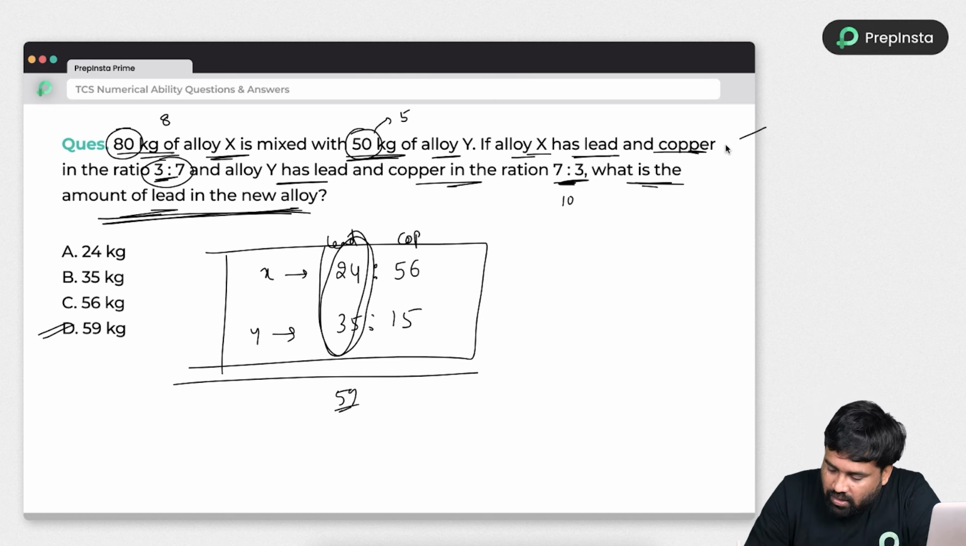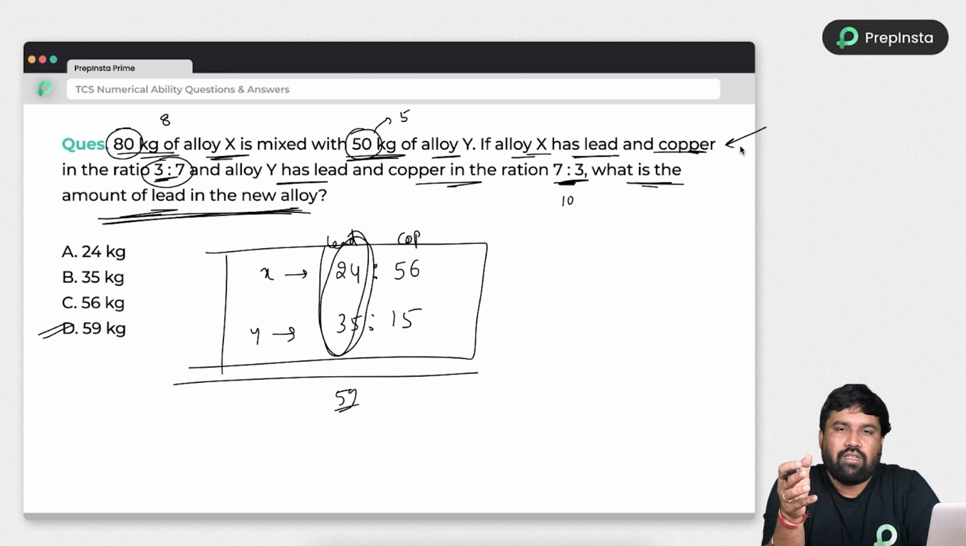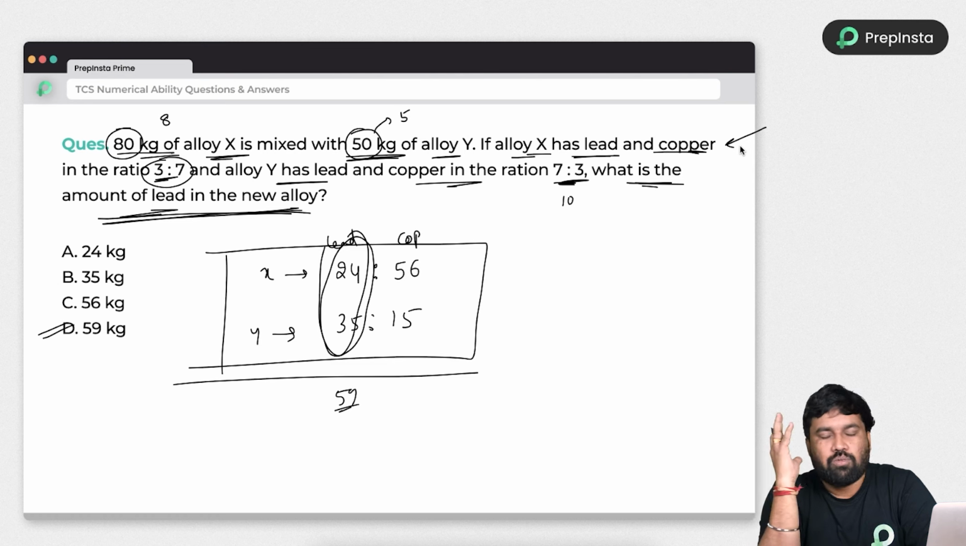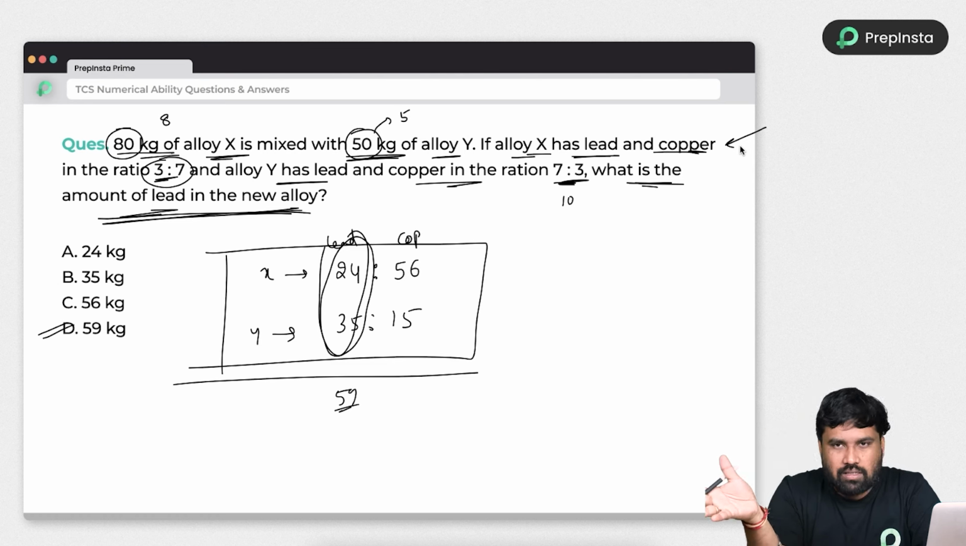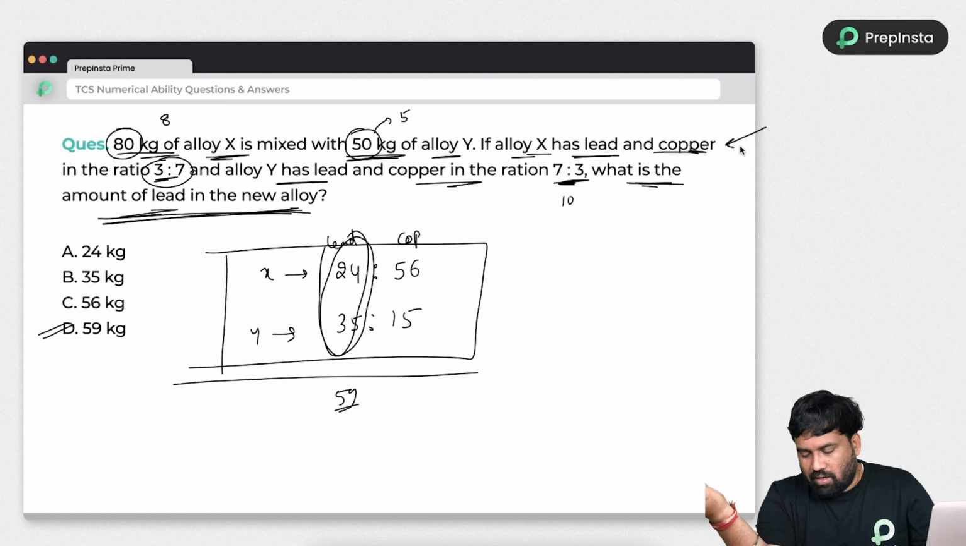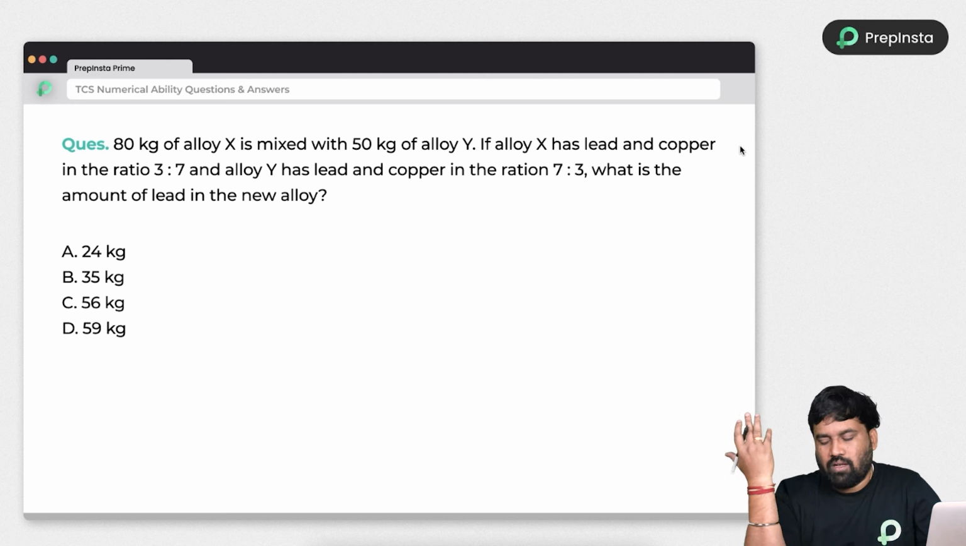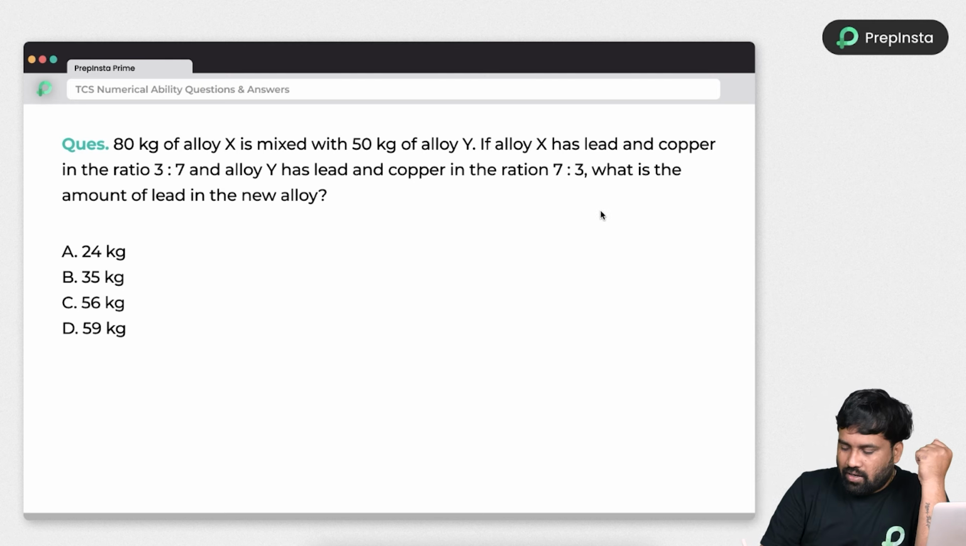Sometimes in the alligation mixtures, common sense and normal real-time exposure is more important than the formulas. So I don't have to explain much about it. It's a very simple problem, so that's why I explained it in a very quick manner.